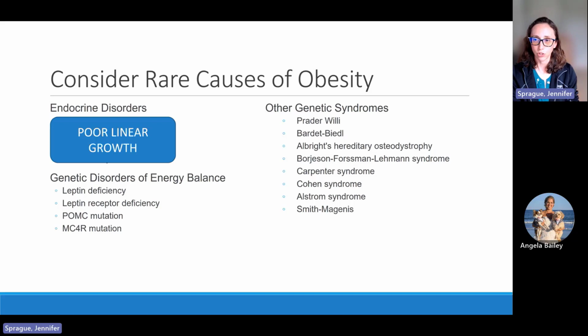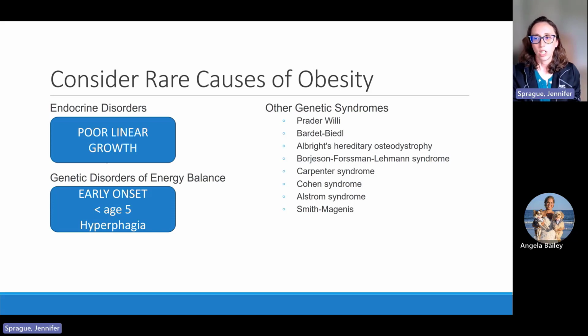The next category is genetic disorders of energy balance. So that's thinking about those hormonal signaling pathways that we saw, the neuroendocrine signaling pathways in the brain. So leptin deficiency, leptin receptor deficiency, POMC mutations, and MC4R mutations. These are associated with early onset, usually less than age 5 obesity, and hyperphagia. These kids are always hungry. They can't stop thinking about food.